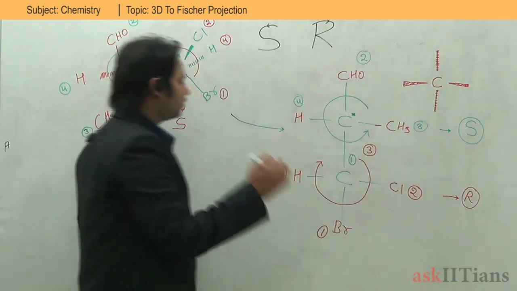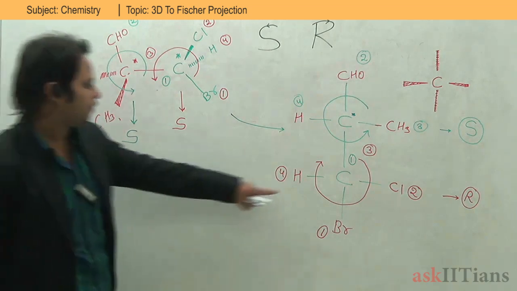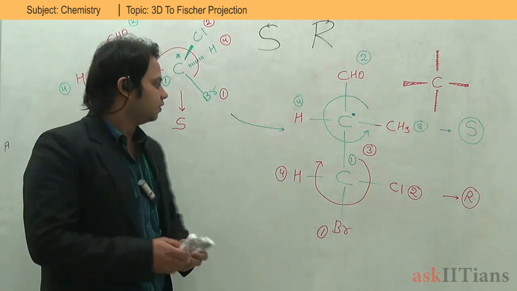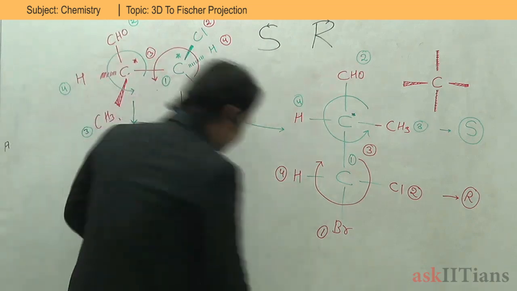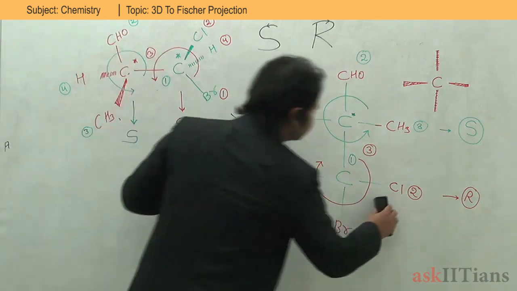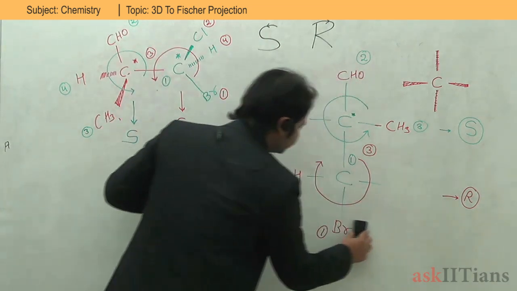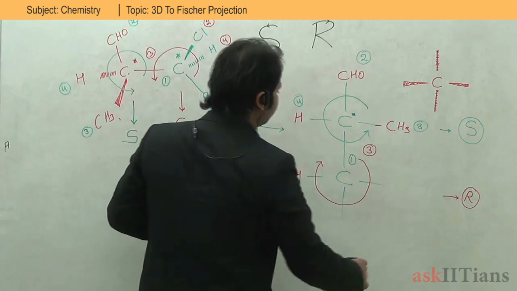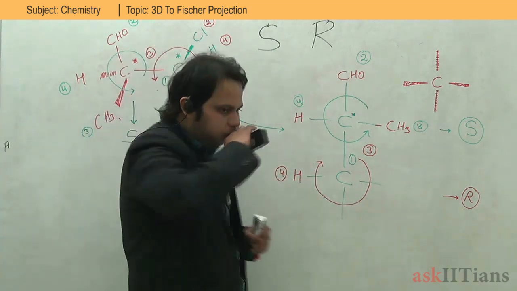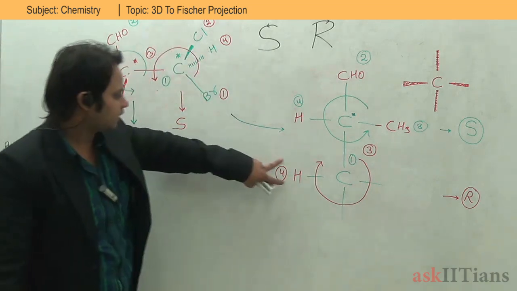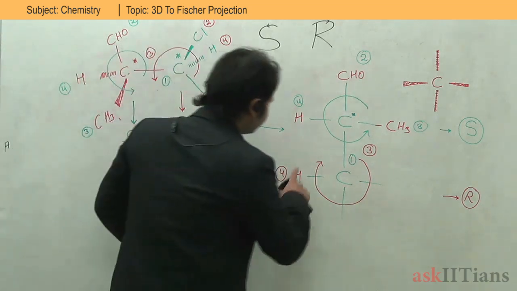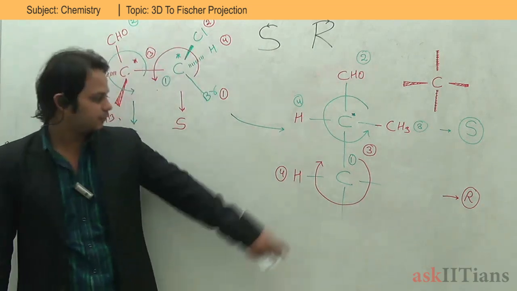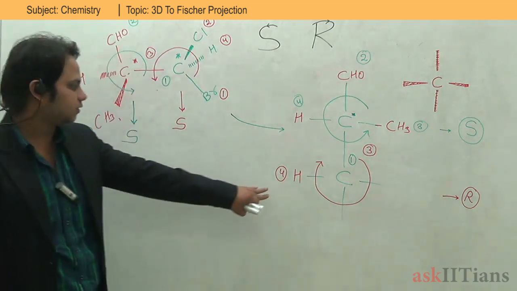That means there is something wrong in this particular Fischer projection for the second one. I'm doing something wrong, so you need to take care of that and change the position. Now, what is the process? Just change the position of a substituent. Now, you want clockwise rotation, and how do you get it? You have to place this H over here.